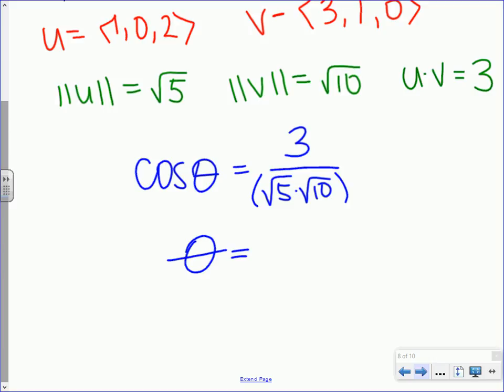Make sure that you are in degrees. Since we have a positive fraction, you should get an acute angle. Negative cosine would give us an obtuse angle. So what do we got? 4.9 degrees.